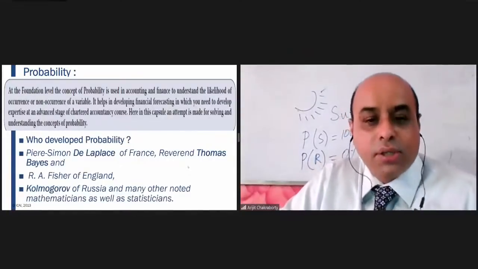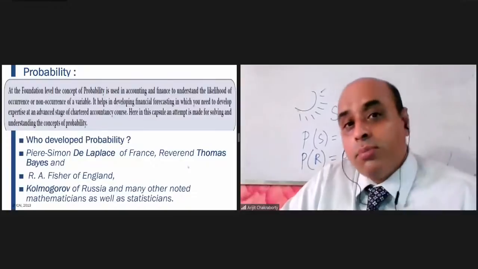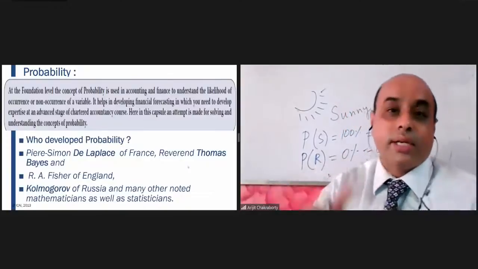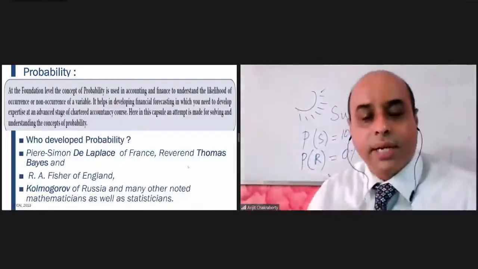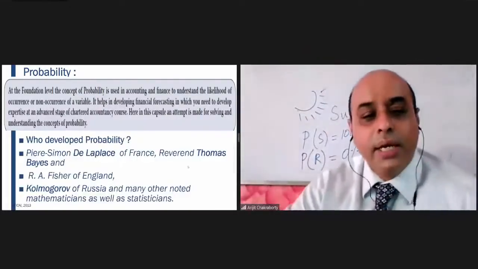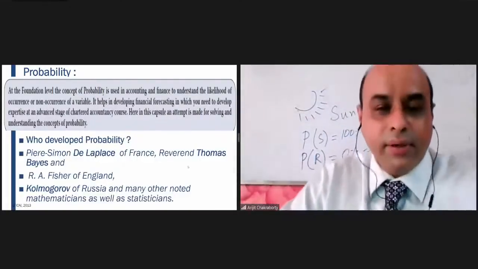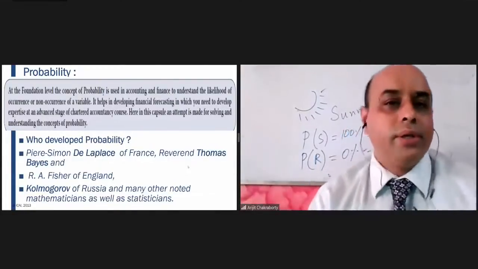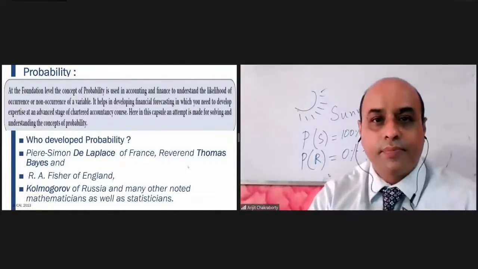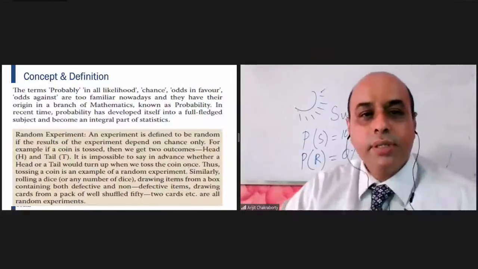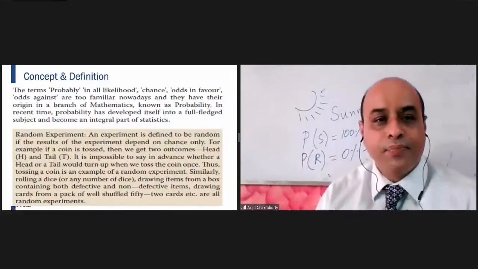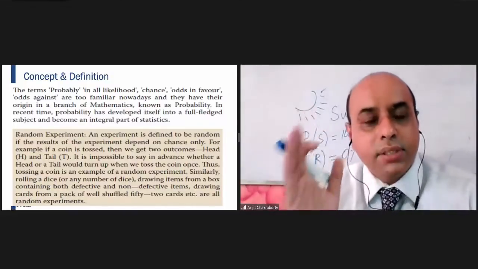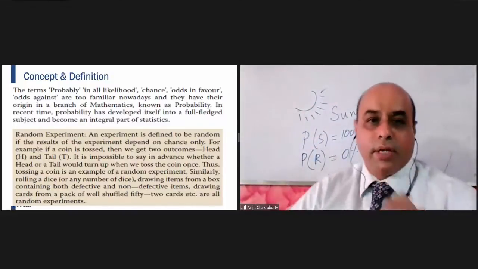Kolmogorov from Russia was one of them. And there is a Kolmogorov constant also, which is there in mathematics to honor this great scientist and mathematician. So many of them have worked together to develop this theory of probability. And from probability, of course, we have so many applications. So the concept is all likelihood, chance, and the first concept to understand is random experiment.